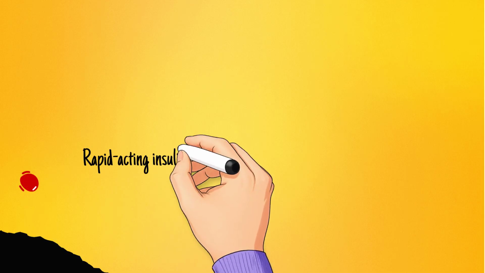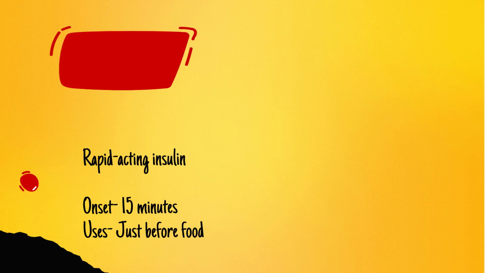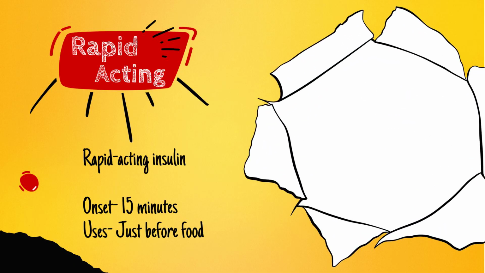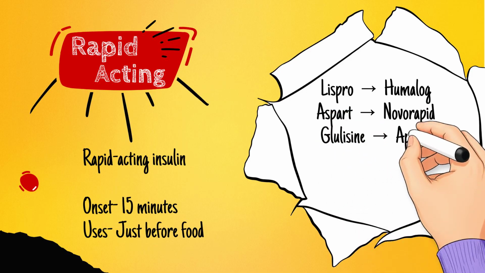Rapid acting insulins. Rapid acting insulins are insulin analogues. The standard insulin molecule is modified by a few amino acids to make these analogues. Analogues have rapid onset of action within 15 minutes. They can be taken conveniently just before food. The common brands that are available are Lispro, Aspart and Glulisine.